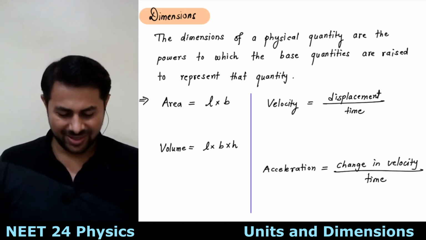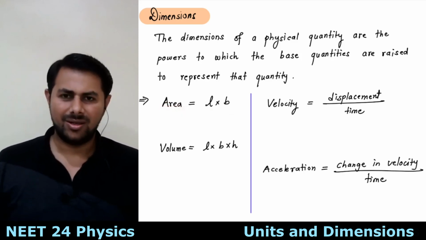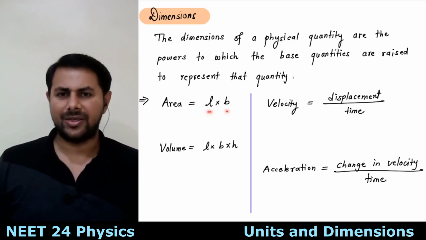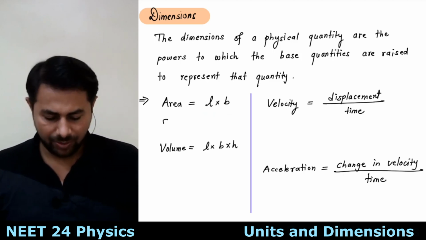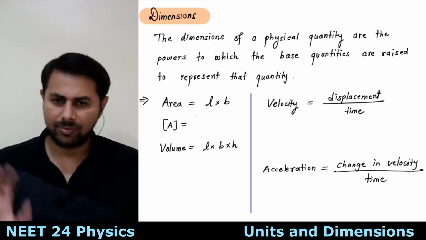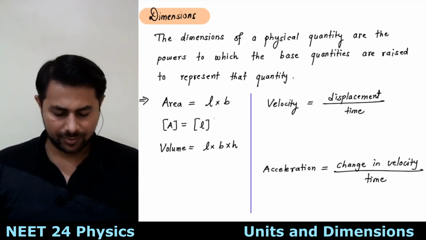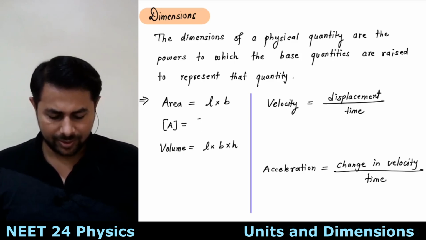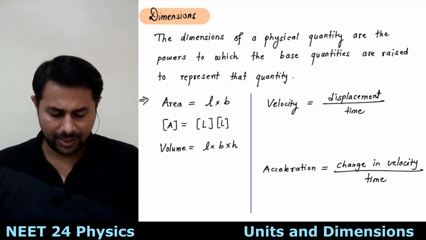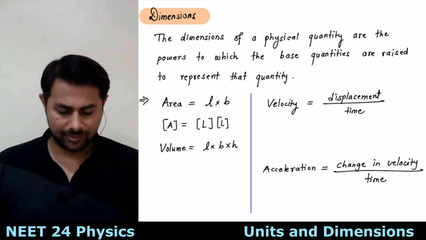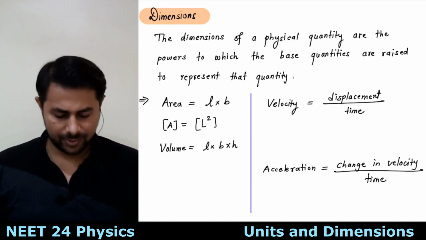So let's come to the first quantity, that is area. Area can be written as length times breadth, if you talk about a rectangle. So what will be its dimension? The dimension of area is the dimension of length times breadth, which is also length. We write this quantity in capital letters, so it is L times L, which is just L square. So we put that in a box.